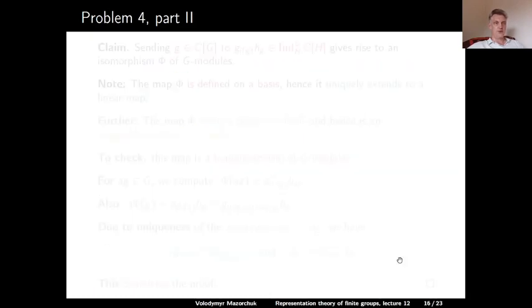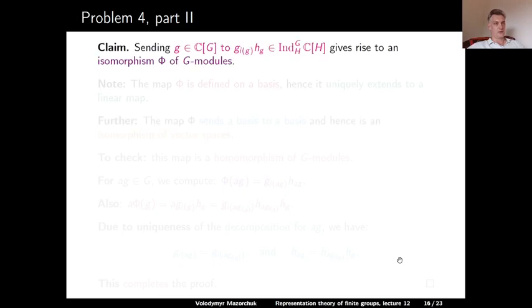To complete the proof of the problem, we prove the following claim: that sending an element g in the regular G module, so this is one of the basis elements, to the element g with the index i(g) times h_g, which is an element of the induced module, gives rise to an isomorphism of G modules. So we denote this isomorphism by phi. As a linear map, phi is defined on the basis. Defining a linear map on the basis uniquely gives us a linear map.